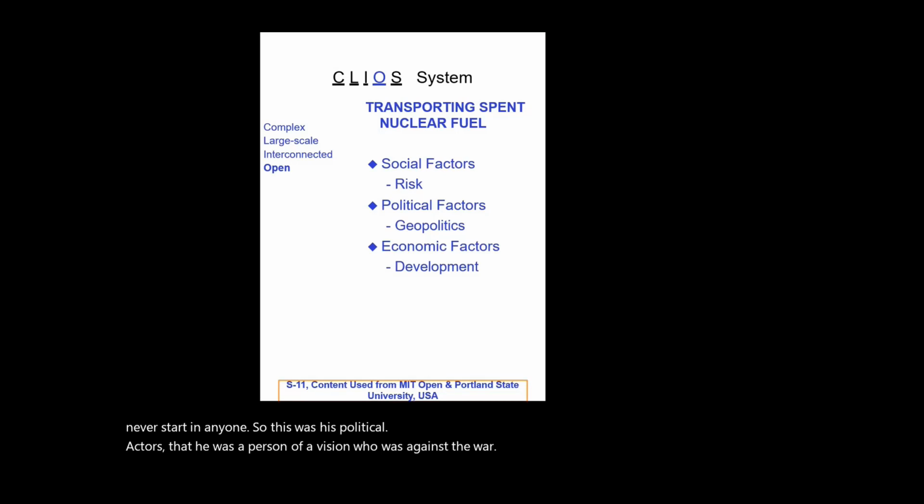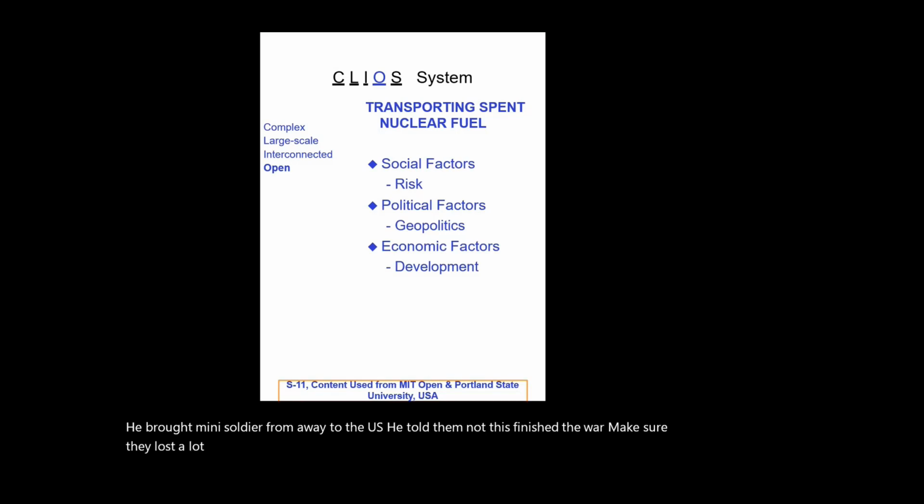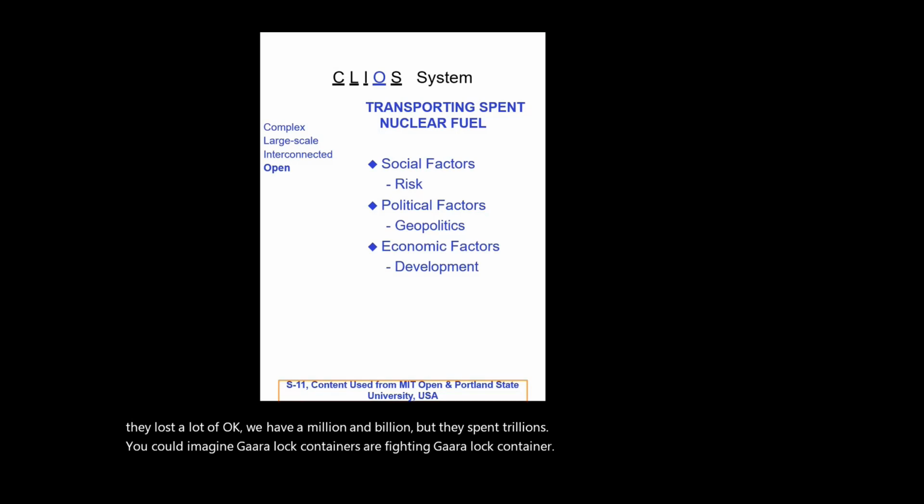No, he brought many soldiers from away back to the US. He told them, no, finish the war. We actually lost a lot; we have millions and billions, but they spent trillions. You could imagine, 11 lakh containers had come, 11 lakh containers from Karachi port to the Bagram airbase. Could you imagine? Okay. So again, political factor involvement is very important.